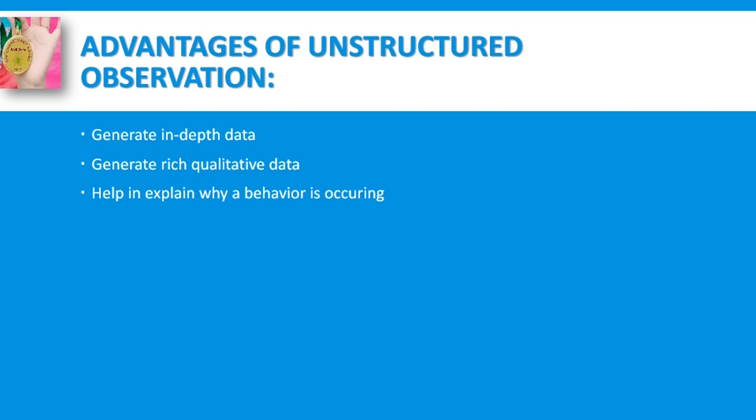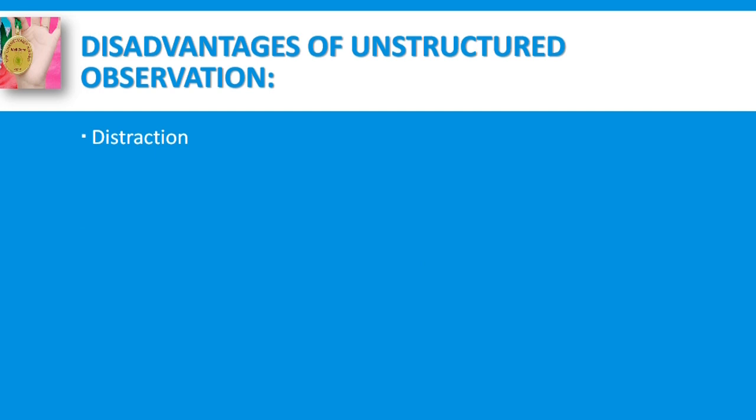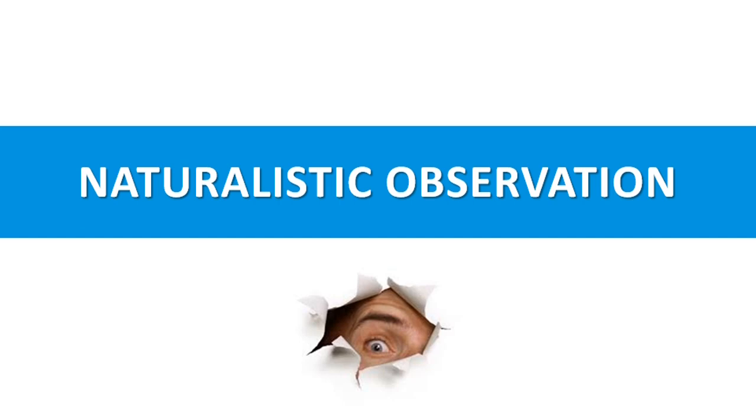The advantages include that this type of observation can generate in-depth, rich qualitative data that can help explain why behavior is occurring. Whereas the disadvantages can include that observers may easily be drawn to noticeable or eye-catching behavior that may not fully represent all the behaviors occurring during the observation period. That observer can easily get distracted.